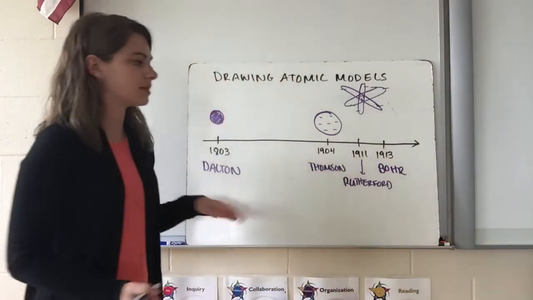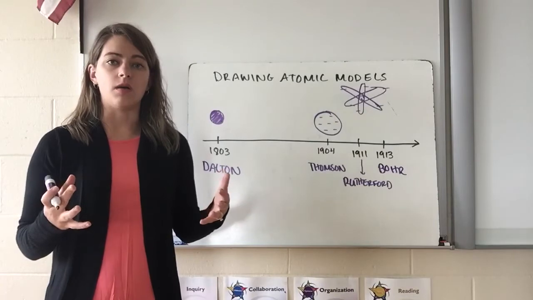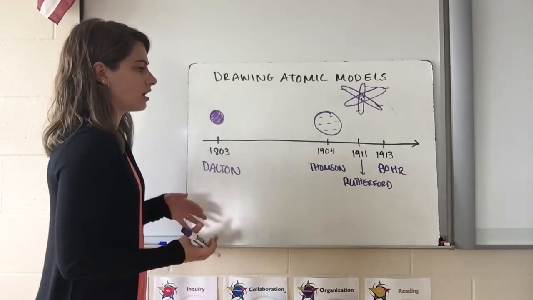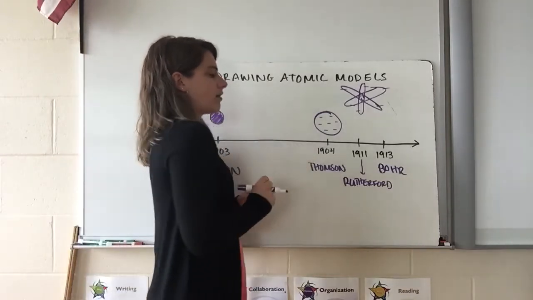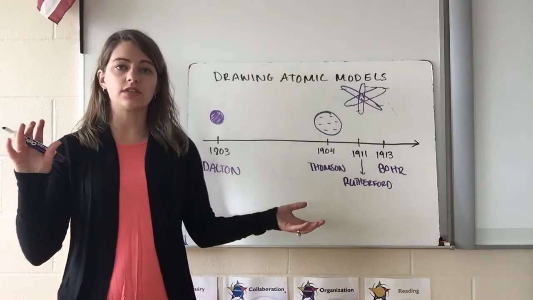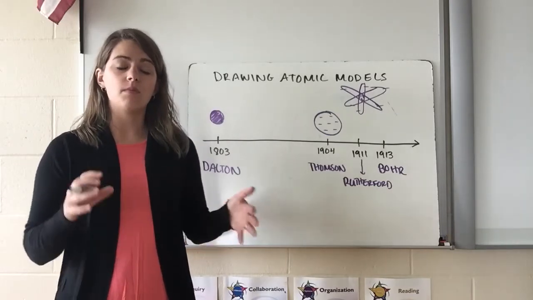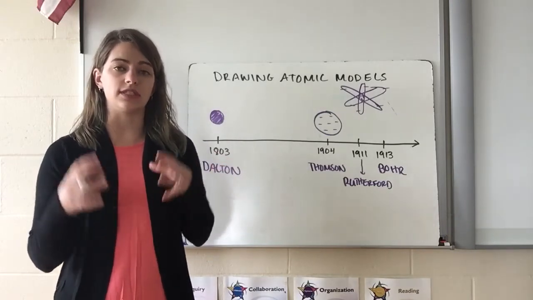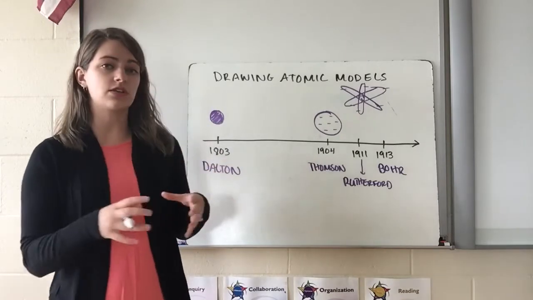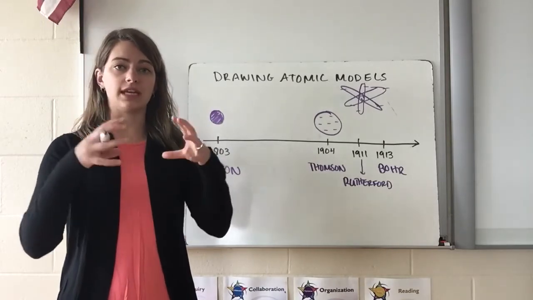And Bohr did some experiments with flame tests, looking at the different light from different elements. And he made just a slight modification to Rutherford's model of the atom. Instead of the electrons orbiting randomly, Bohr said the electrons lived in specific concentric orbits. And so concentric means that it's circles building out from the middle.